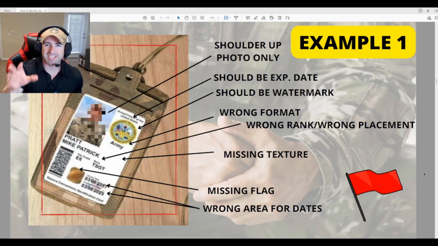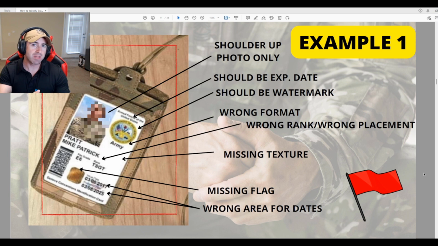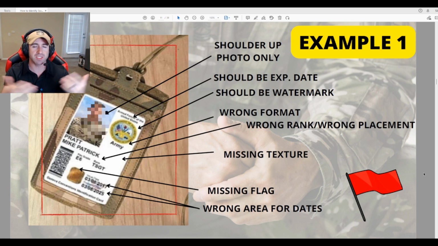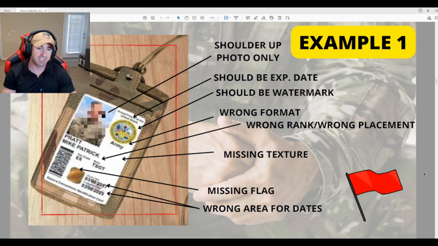So based on what you've seen, this is a real image that a military person sent to one of our individuals that contacted us. All these examples are from individuals when they contacted us. They're like, hey, I think this guy's a scammer. They sent me this ID. And this is what we're going to look at. I put basic examples here on what's wrong with this card.